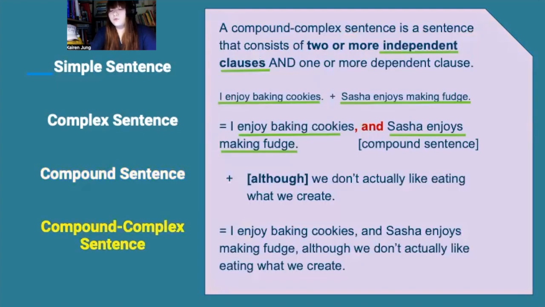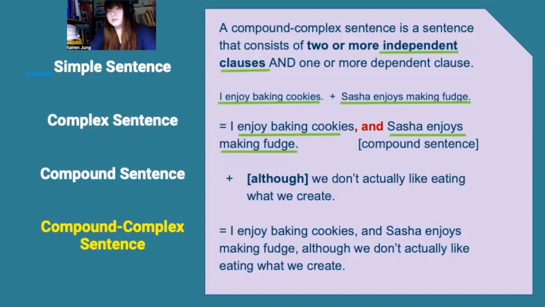Next, let's look at the 4th and final structural sentence type, the compound complex sentence. A compound complex sentence is a sentence that consists of 2 or more independent clauses and 1 or more dependent clauses. Now, how would that work? Let's look at these examples.